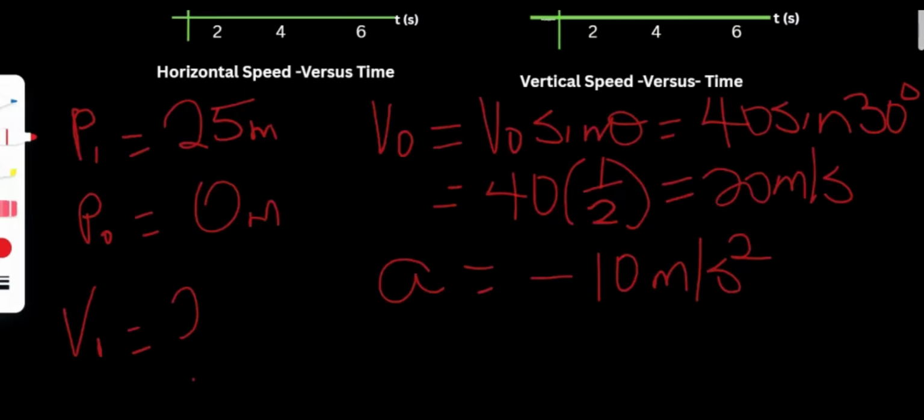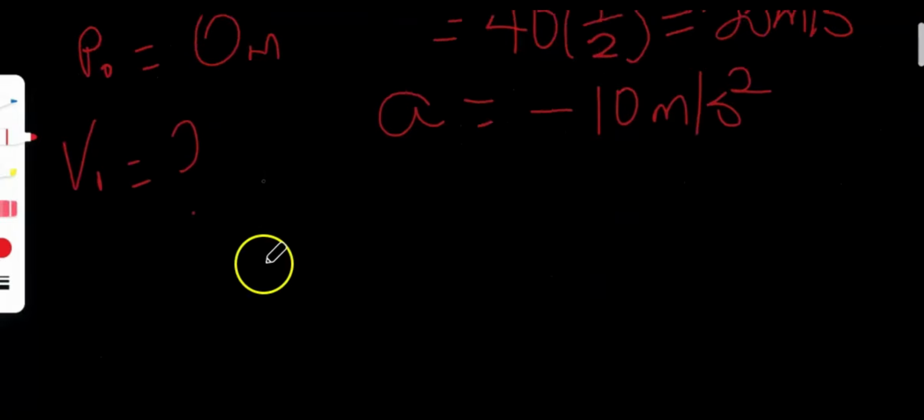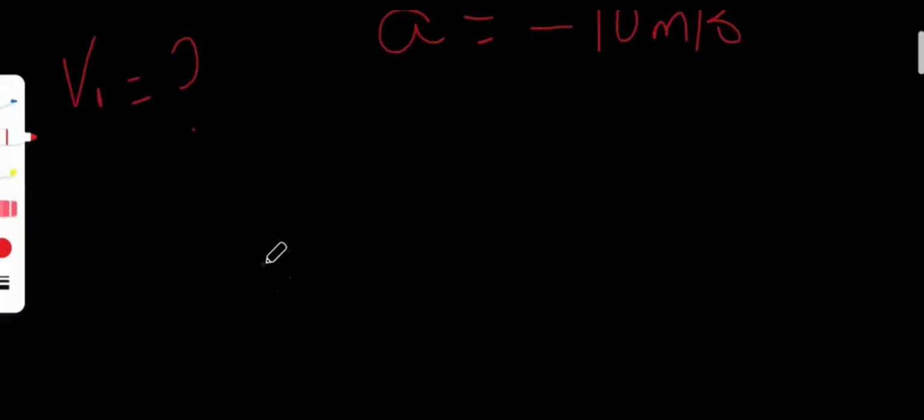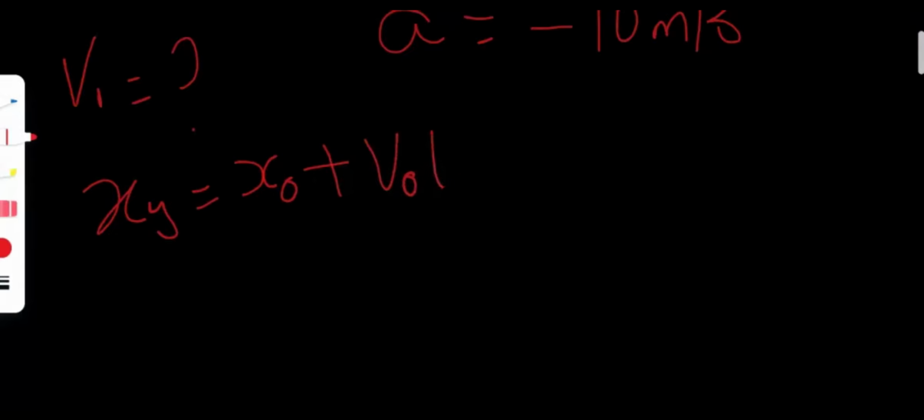So the flight time of the cannonball can be computed using the big five number 3. And the big five number 3 is y equals x0, that is the initial position, plus initial velocity times time, plus half a t squared. Now let's substitute values into it.